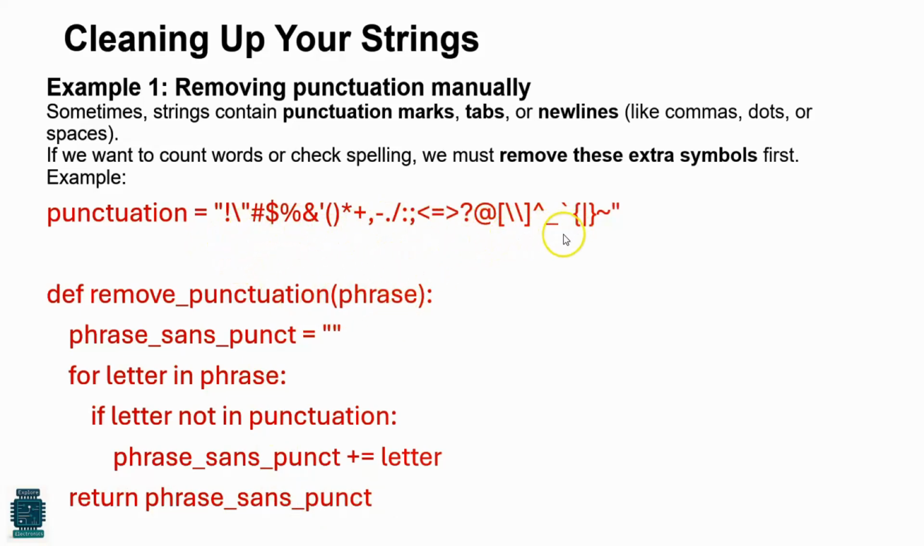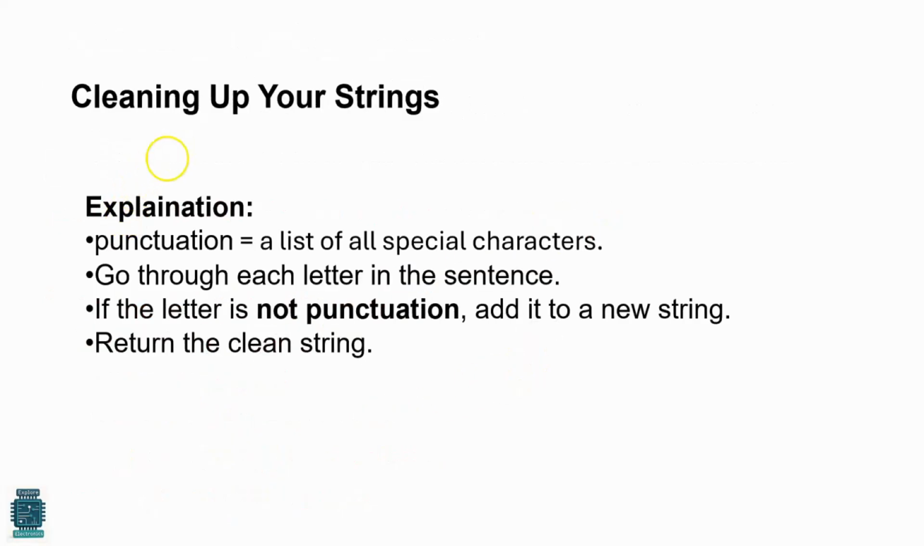We are listing all the punctuations and we have written a code for that. Here you can see the simple explanation of that code. Here we are listing all the special characters. In the first line, go through each letter in the sentence. That is, we have used a for loop. If the letter is not punctuation, then add it to the new string, which we have taken as the empty string. Then return the clean string without punctuations. This is exactly how the previous example works.